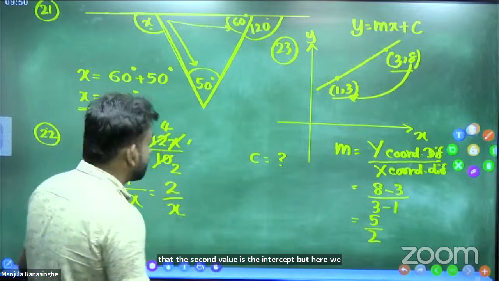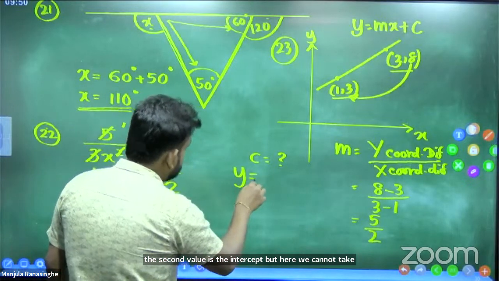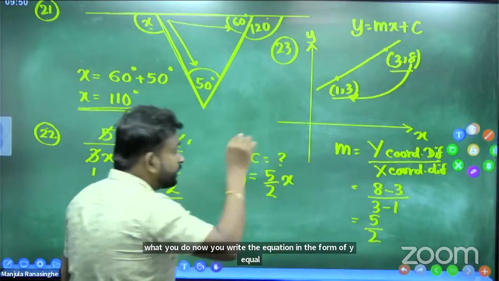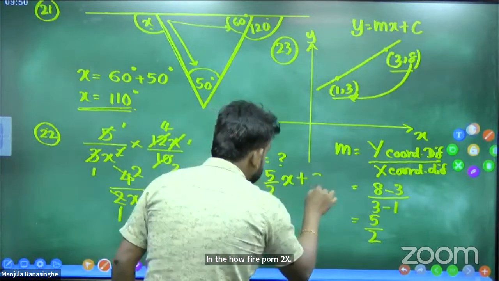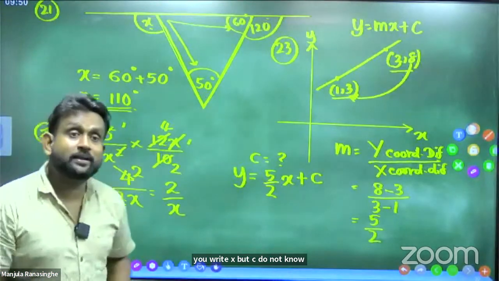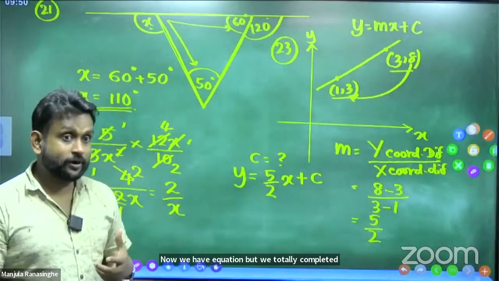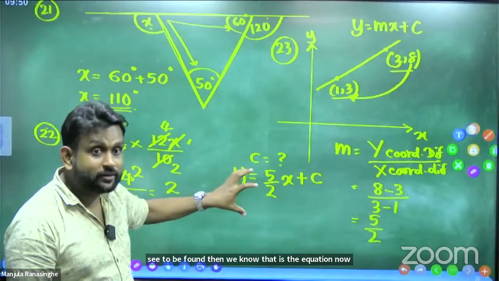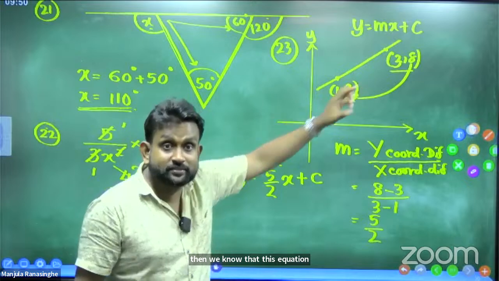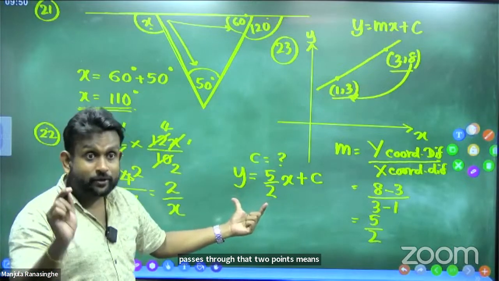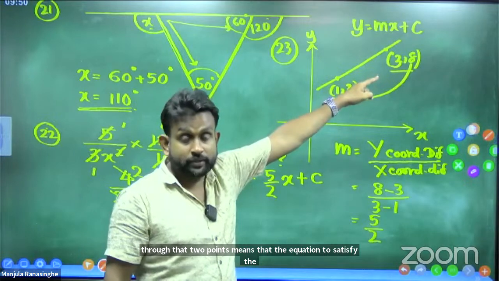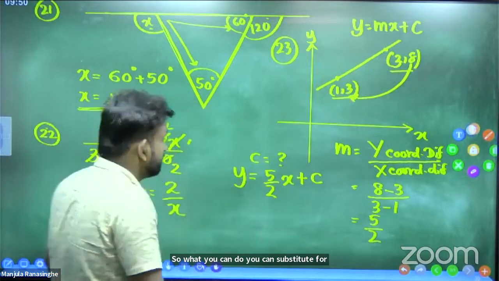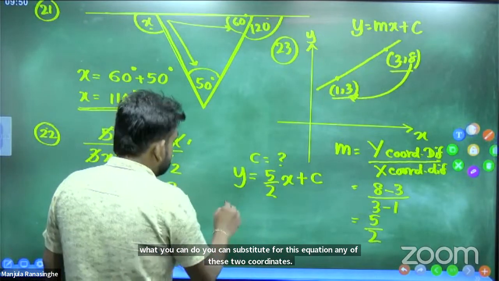So what you do now, you write the equation in the form y equals mx plus c, where m is 5 upon 2. You write x, but c we do not know, so write c as it is. Now we have the equation but it needs to be completed; c has to be found. We know this equation passes through those two points, meaning the equation must satisfy the coordinates of either of them. So substitute one of those coordinates into this equation.